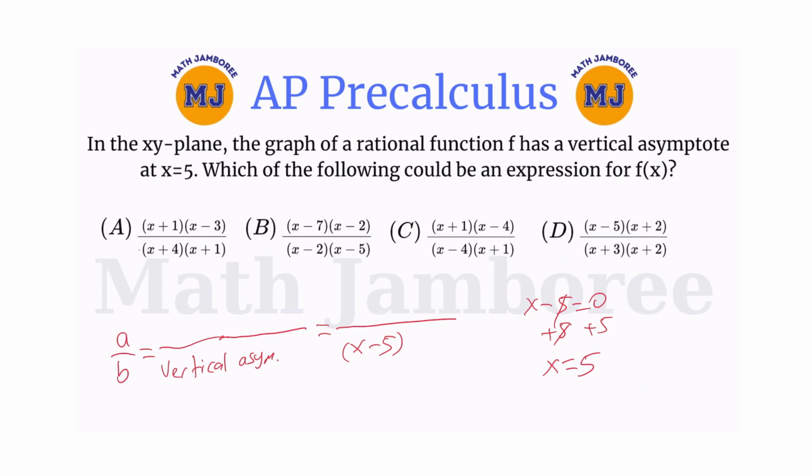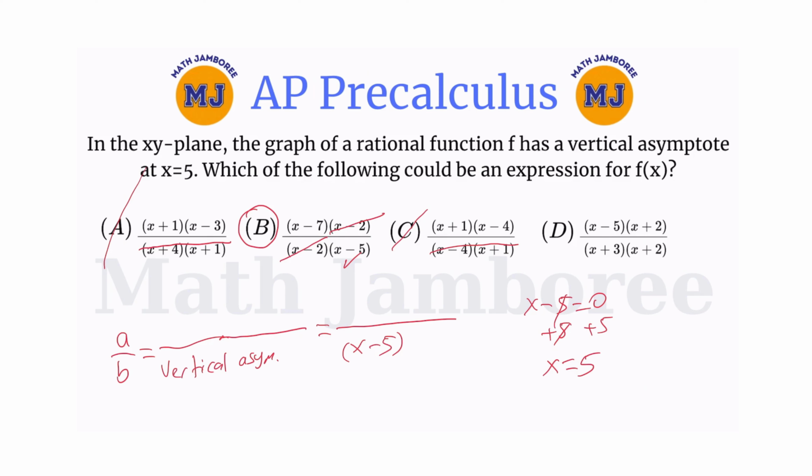Choice A, we have x plus 4 and x plus 1. So we can go ahead and eliminate choice A because it didn't have x minus 5 in the denominator. Choice B, we have x minus 5, yes, and these x minus 2's cancel each other out. The final version becomes x minus 7 over x minus 5. Correct answer is choice B. Choice C, we don't have x minus 5 in the denominator. We can eliminate choice C then.